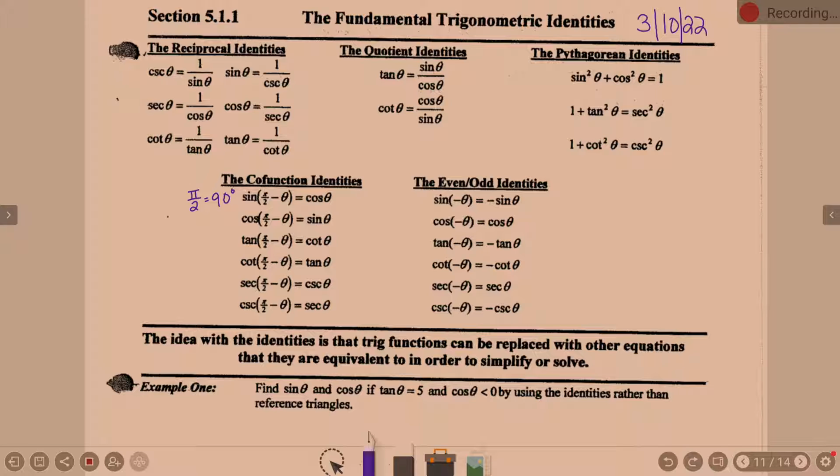Now, a key comment before we start looking at some examples here. The idea with the identities is that trig functions can be replaced with other equations that they are equivalent to in order to simplify or solve. We're simplifying expressions. We're solving equations.